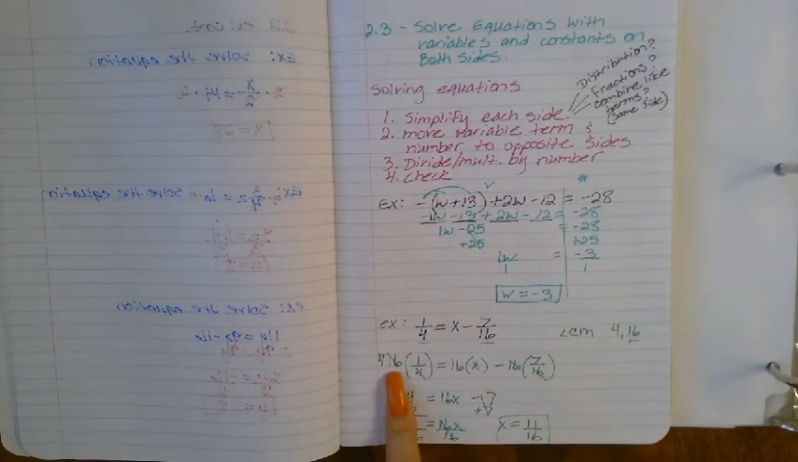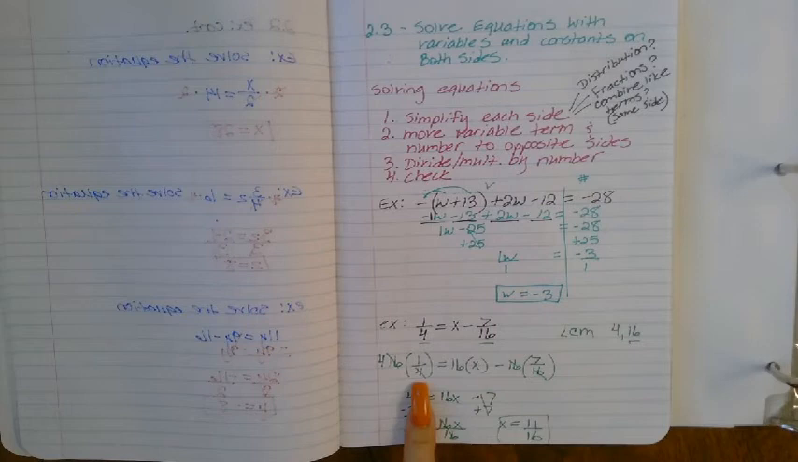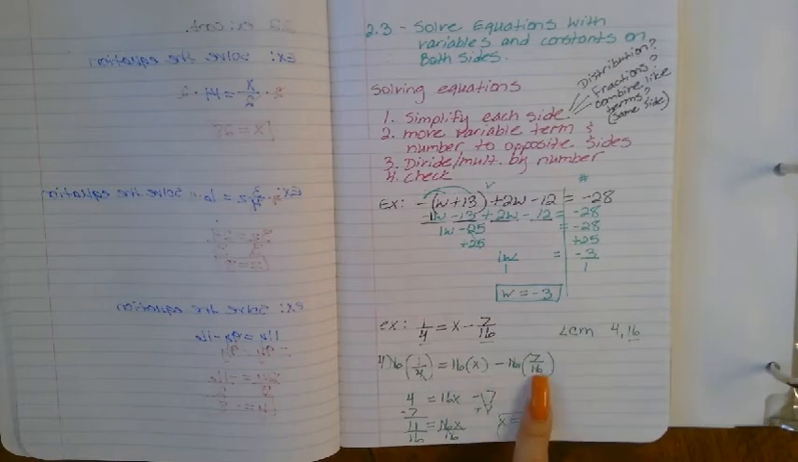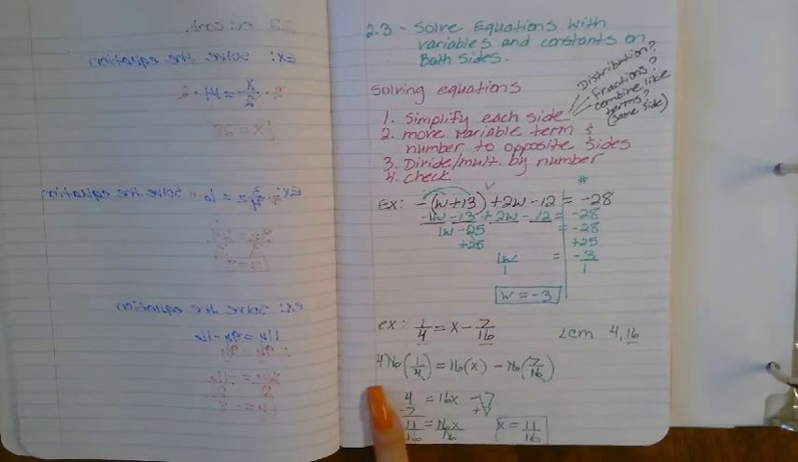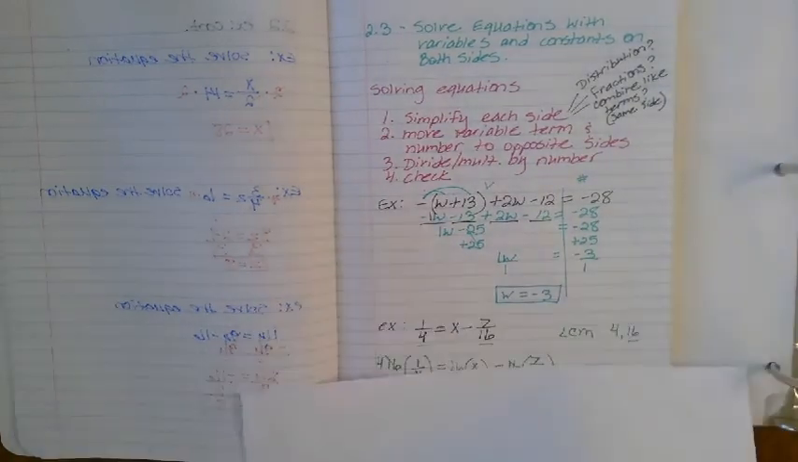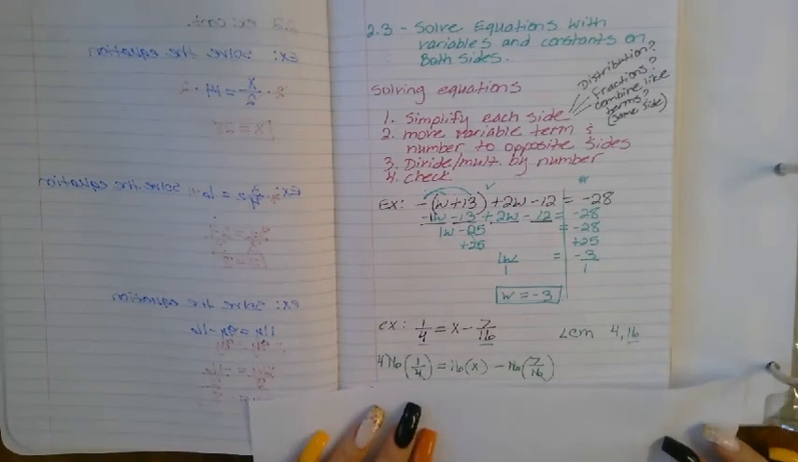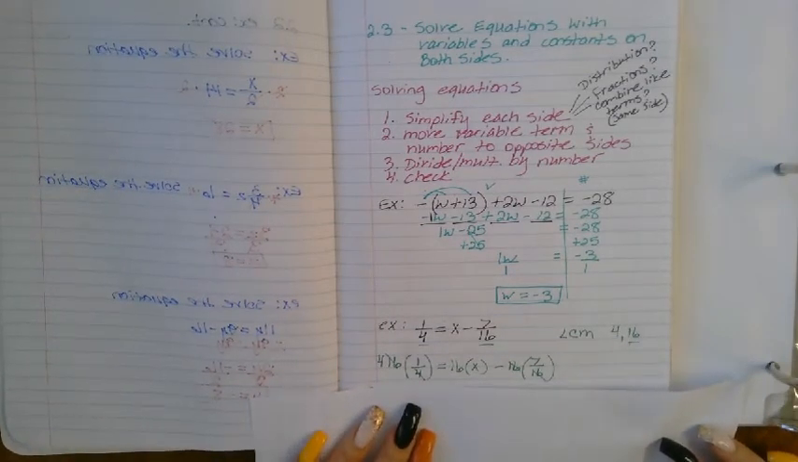So we should have 16 times 1/4 equals 16 times x minus 16 times 7/16. Sorry guys, I couldn't work this out with you because the other video didn't work, so I had to redo it. So write that out first. Don't do any of the fraction busting yet. Just write it out as a distribution problem now. And then once you do that, we're going to get rid of those fractions.